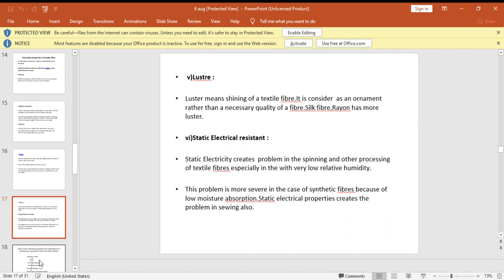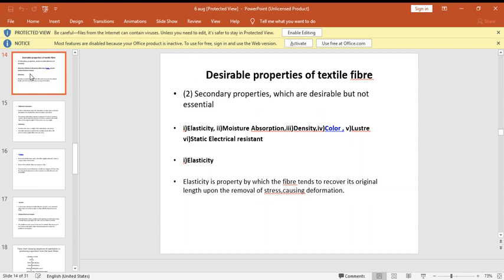Static electrical resistance, the last one. The static electrical resistance creates problems in the spinning and other processing of textile fibers, especially at very low relative humidity. This problem is more severe in the case of synthetic fibers because of low moisture absorption. Static electricity creates a problem in sewing also. So these are the desirable properties we learned, that is elasticity, moisture absorption, density, color, luster, static electrical resistance.